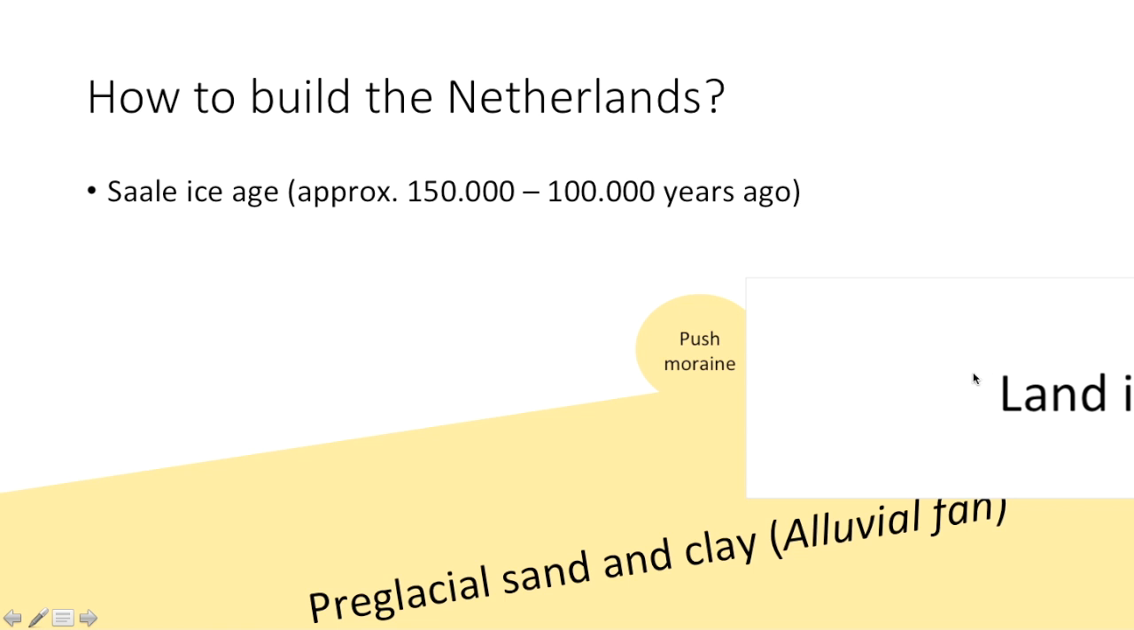And these land ice sheets, they were pretty massive. They were up to 1 kilometer thick in Germany, and in the Netherlands, they were up to 150 meters of ice. All right? These were pretty big things.